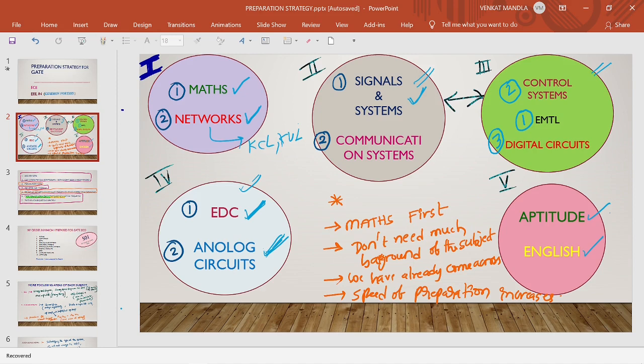So in this slide, what I have discussed is which subject I have to start first. In this slide, my entire suggestion is maths first. This is my suggestion. This is the summary of the first slide. So I jump into the next slide.